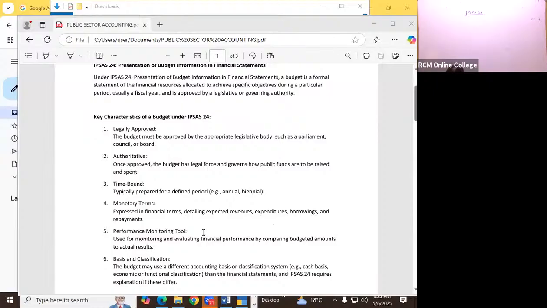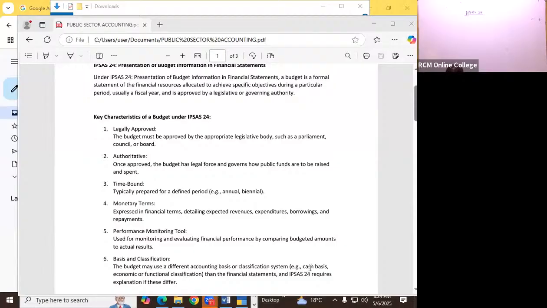We must be able to compute variances, used for monitoring and evaluating financial performance by comparing budgeted amounts to actual results. Then, of course, there must be a basis of preparation. And of course, how do we do this classification? The budget may use a different accounting basis or classification systems. E.g., in Kenya here for so long we have been doing IPSAS cash basis. Now we are changing to IPSAS accrual basis.